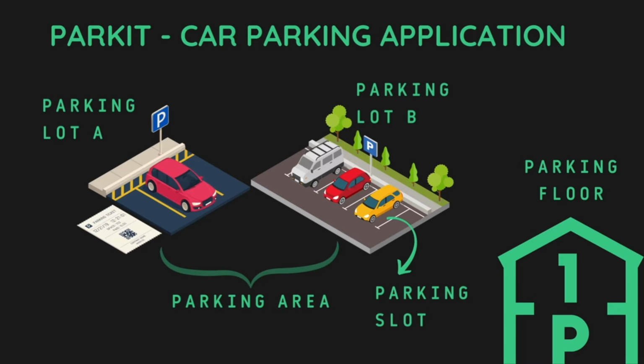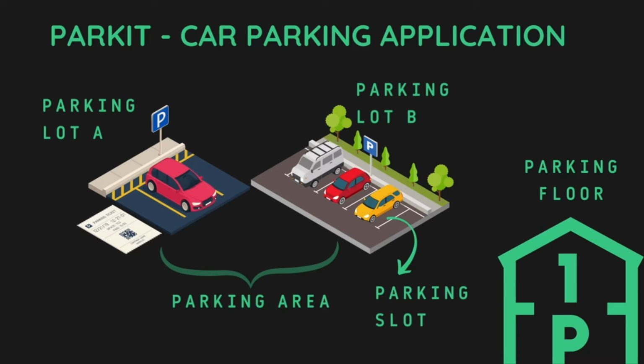Great, so imagine a large shopping mall with a parking facility. So the parking area will be the entire parking facility of the mall, including all floors and lots. The parking floor can be one of the levels within the multi-story parking garage. The parking lot can be a designated section of the parking area, like a lot reserved for VIP customers maybe. And lastly, the parking slot will be individual space within the parking lot where the cars are parked, like slot number 23 in lot A on the second floor.